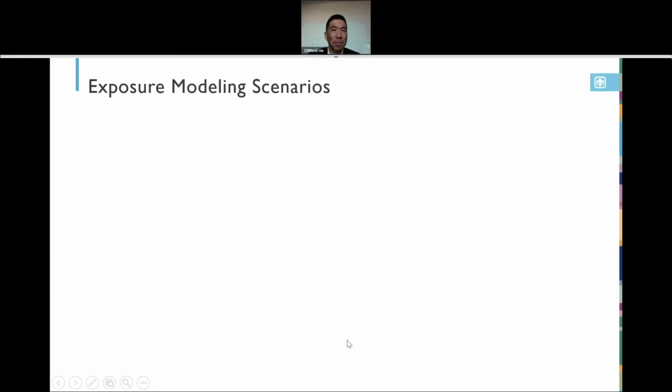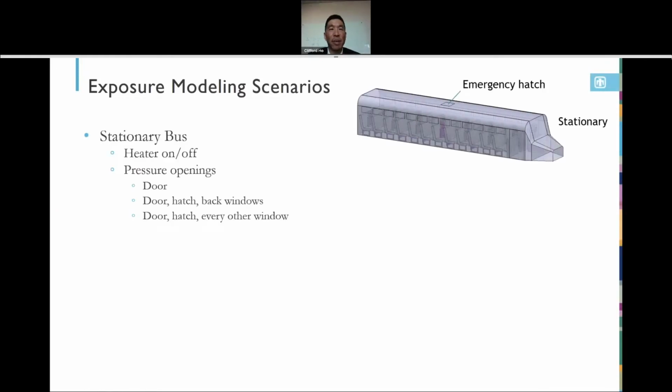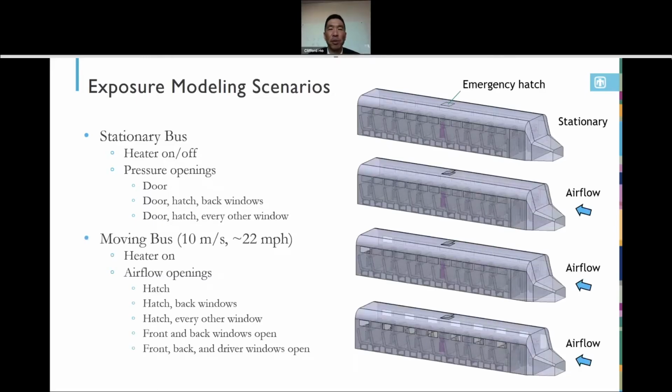Now, in terms of exposure modeling, the scenarios that we evaluated, we looked at a stationary bus, the heater on and off, different openings of the bus, and then also a moving bus, about 10 meters per second or 20 miles per hour, roughly, with, again, different openings and the heater on and off. You can see every other window open here, just the back windows and the hatch, and here just the hatch open on top.